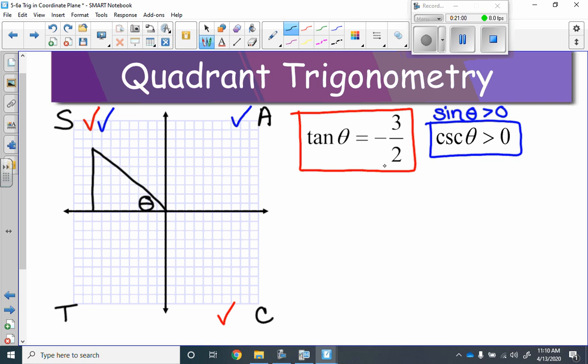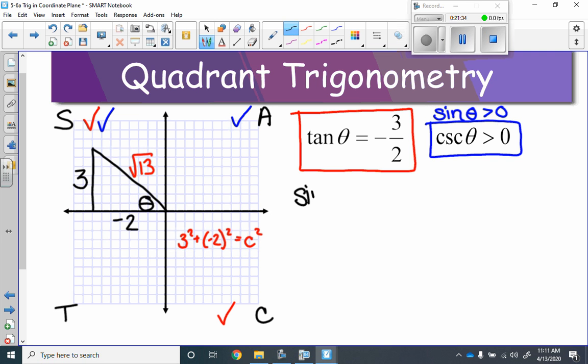So tangent is opposite over adjacent. Opposite here is going to have to be +3 because it's going above the x-axis. Your x value here, that's going to be your -2. So 3 over -2. Finding our hypotenuse here, 3 squared plus a -2 squared equals our c squared. So you've got 9 plus 4, which is 13. So square root of 13 is going to be your hypotenuse.